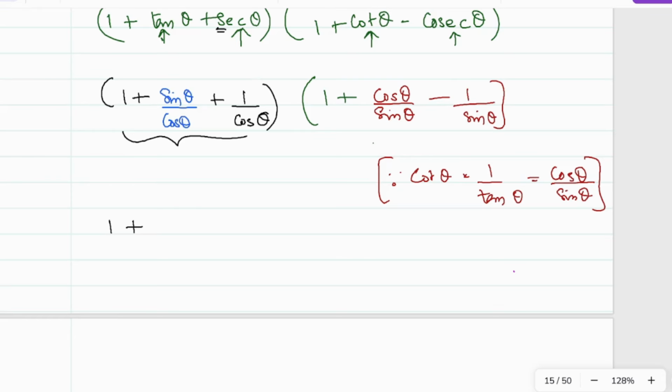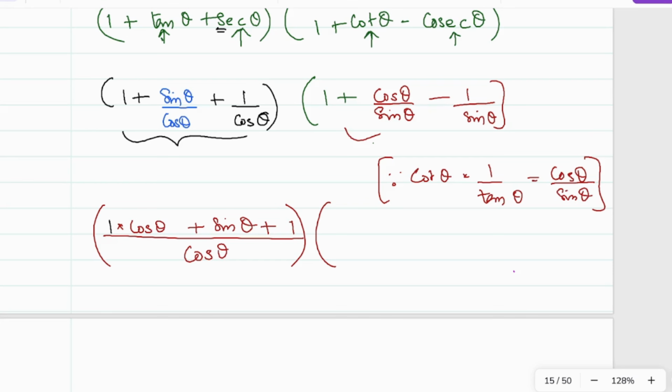What is the LCM in the first part? LCM is cos θ. So, I need to multiply this 1 with cos θ on both sides, meaning on the numerator and the denominator I need to multiply with cos θ, giving cos θ plus sin θ plus 1, the whole divided by cos θ. In this way I can rewrite that equation, right?